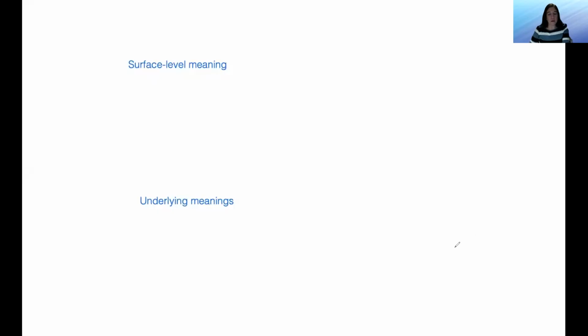All right. Whenever we're talking about signs, we can talk about surface level meaning and underlying meanings. So surface level meaning, that no parking sign means really simply, do not park here. That's the easy surface level meaning. But there might be underlying meanings or other meanings or reasons.